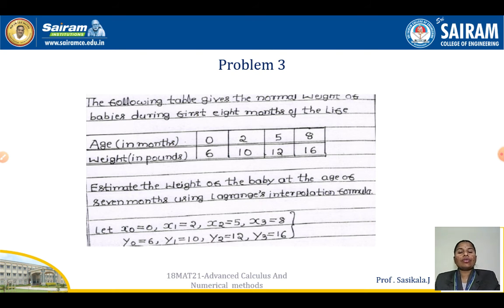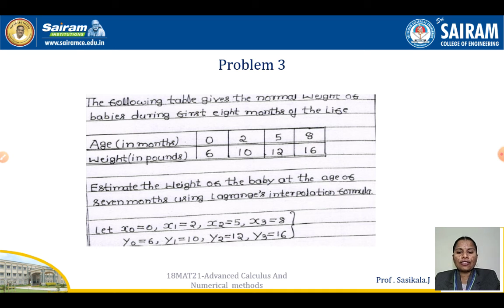Right. The next question: the following table gives the normal weight of a baby during the first 8 months of life. It is related to the age and the baby weight. The age in months is 0, 2, 5, 8, and the weight is 6, 10, 12, 16. Estimate the weight of the baby at the age of the 7th month using Lagrange's interpolation.